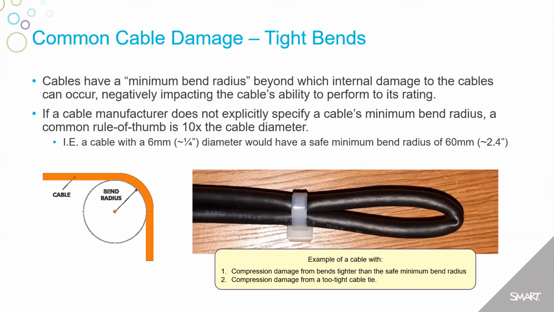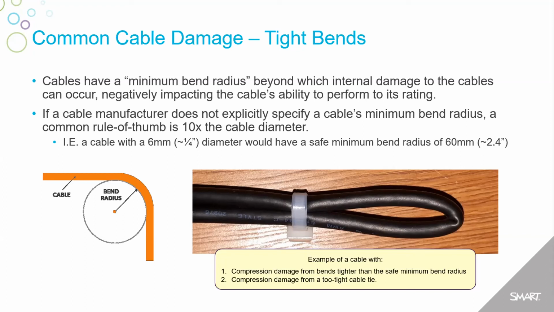Now, a lot of manufacturers of cables don't publish the minimum bend radius on sales and marketing packaging. So if you are unable to find a minimum bend radius from a cable manufacturer, there is a general rule of thumb, which is 10 times the cable diameter. So if a cable is 6 millimeters or 1/4 inch in diameter, you really don't want to bend it sharper than a radius of about 60 millimeters or 2.4 inches approximately.